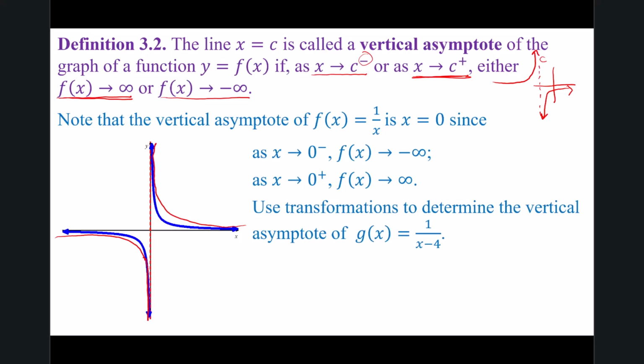Let's think about how this applies to g of x equals 1 over x minus 4. If we think about this with transformations from the graph 1 over x, which is our original graph here, 1 over x minus 4 gets moved to the right 4. That means the asymptote also gets moved to the right 4. So instead of our asymptote being the line x equals 0, the asymptote is the line x equals 4.